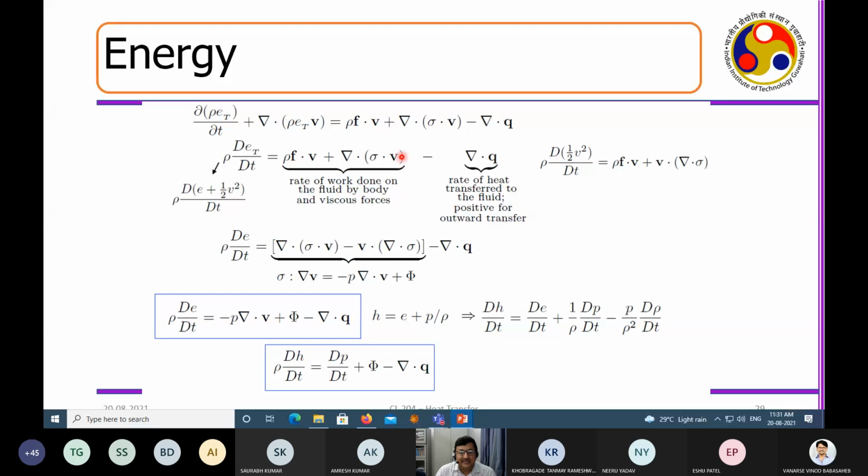So you will see that from these two components, a part is taken here and a part is taken here. This part is actually responsible for heat generation. That's why it is coming with the internal energy. Whereas this part is generally responsible for the work done, so that is what is going to the kinetic energy, right?